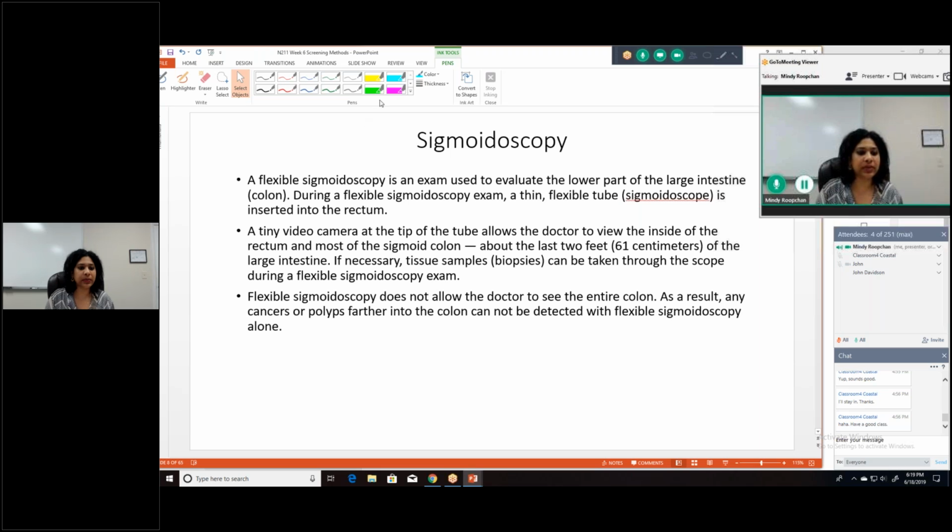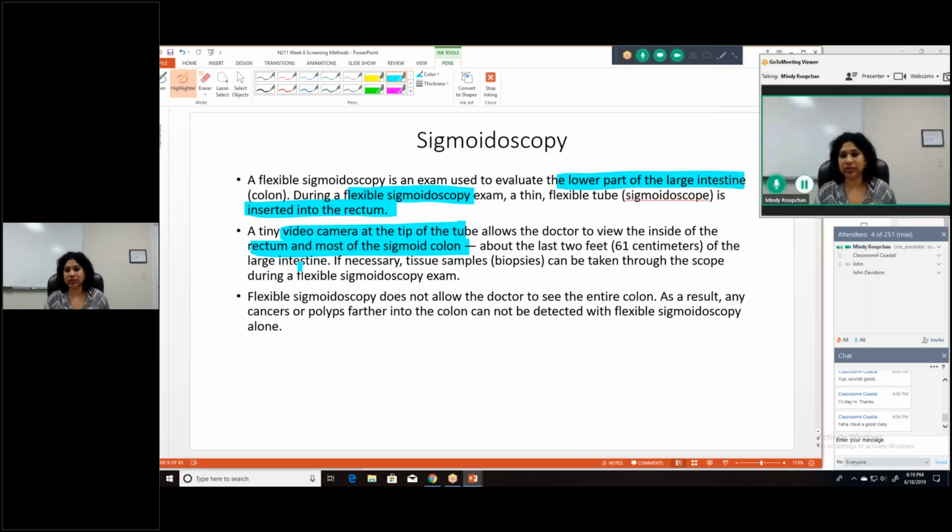Sigmoidoscopy. So this flexible sigmoidoscopy is an exam used to evaluate the lower part of the large intestine, the colon. During a flexible sigmoidoscopy exam, they put the tube into the rectum, with a tiny video camera at the tip to allow the doctor to see what's going on in the rectum and most of the sigmoid colon. If they need to, they'll biopsy as well. They'll do that through the scope during this exam.